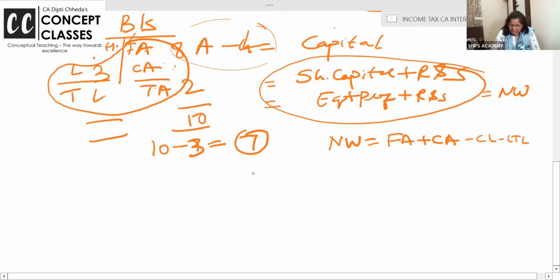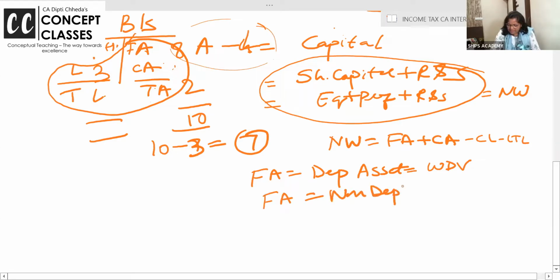So in fixed assets, if it is a depreciable asset, what is the worth of the depreciable asset? WDV. You charge the depreciation as per income tax and take WDV. If it is a non-depreciable asset like land, what will you take? Land ka value kya loge? Whatever is the book value, they say, ignore revaluation.